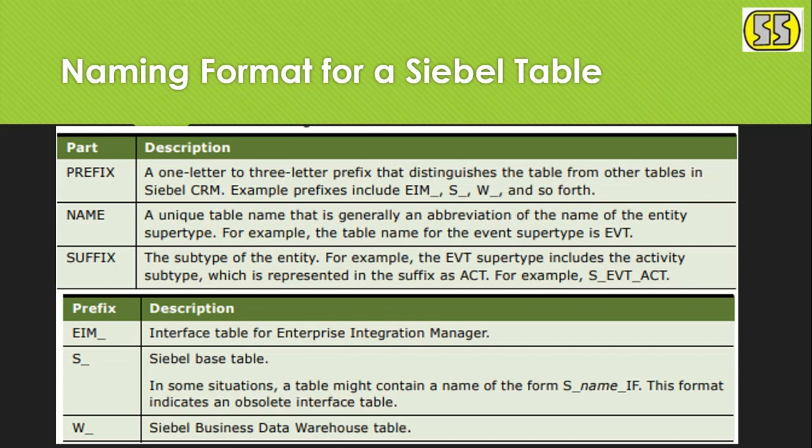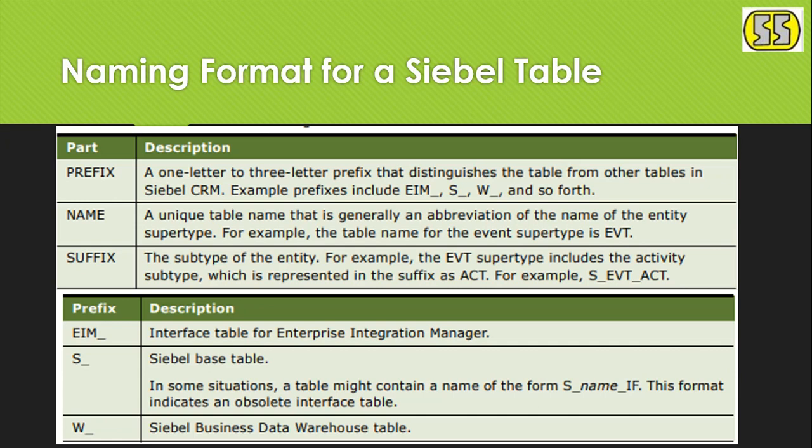Now while creating a Siebel table, we need to follow a certain naming convention. The naming format is: whenever we create a table, we give a name with a prefix, followed by the name, and then followed by a suffix. From the prefix we can understand what kind of table it is, from the suffix we can understand what kind of table it is, and from the name we can understand for which functionality we have created this table. So we have to follow these three parts.